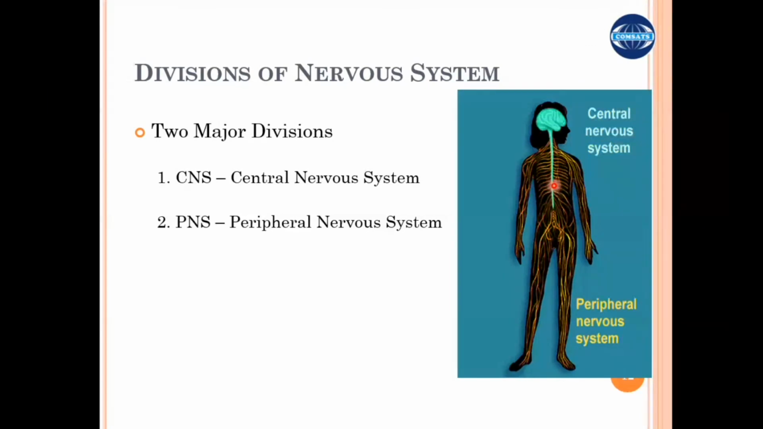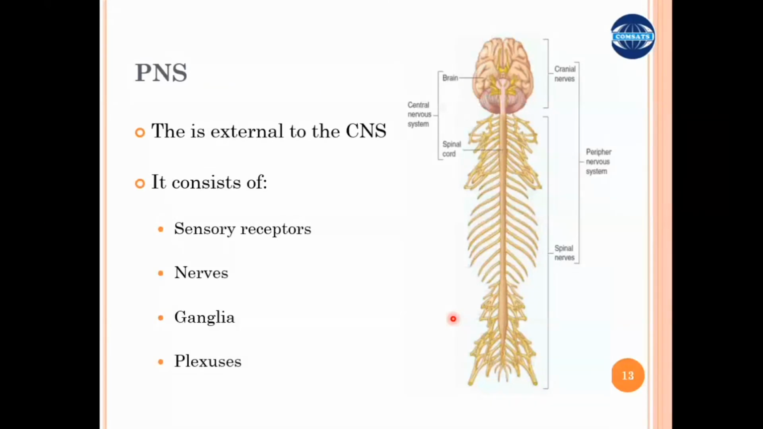The peripheral nervous system extends from the central nervous system. It consists of sensory receptors, nerves, ganglia, and plexus. So these are four different types of the components in the peripheral nervous system. The sensory receptors, which we have discussed earlier, are specific cells or specific tissues that are sensitive to a particular stimulus.